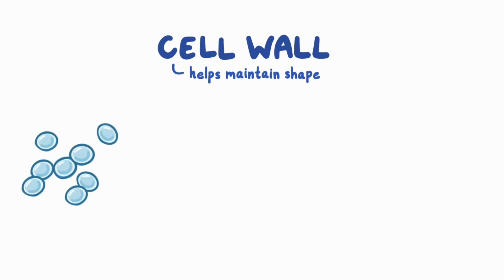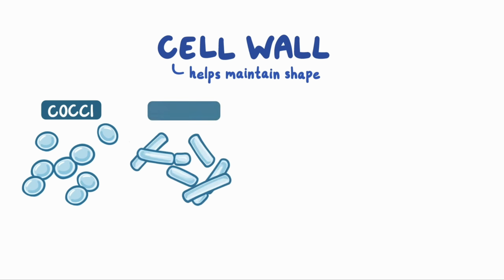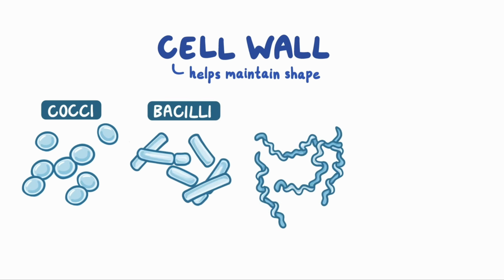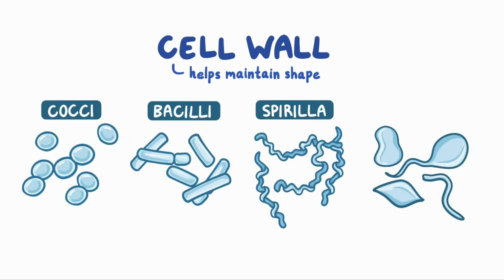The round-shaped bacteria are called cocci. The rod-shaped ones are called bacilli. Spiral-shaped ones are spirilla. And sometimes the same bacteria can have multiple forms, in which case they're called pleomorphic.